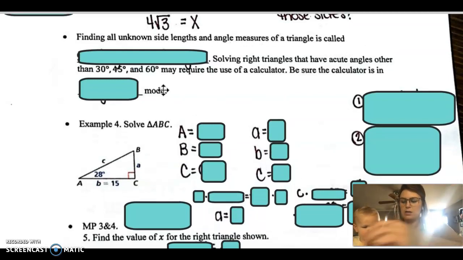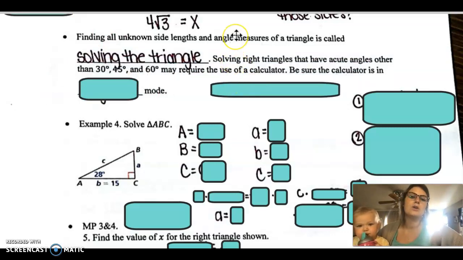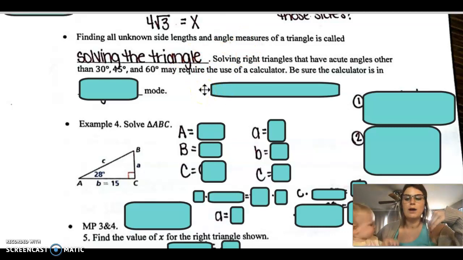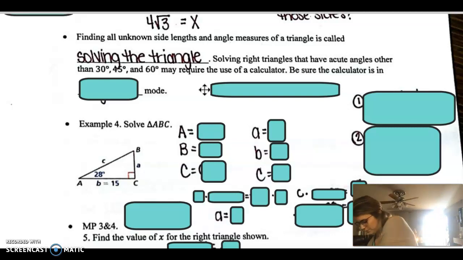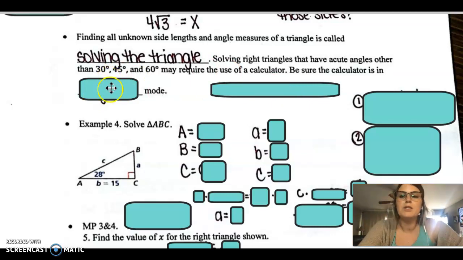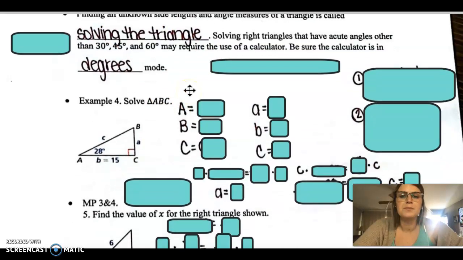Okay, so finding all unknown side lengths and angle measures of a triangle is called solving the triangle. Solving right triangles that have acute angles other than 30, 45, and 60 may require the use of a calculator. So on these, if you don't have your own calculator, you can either use the virtual one on your tablet, or you can go to that meta calculator link that I put on Schoology. Be sure that your calculator is in degree mode. You might have to change it, but make sure it's in degrees.